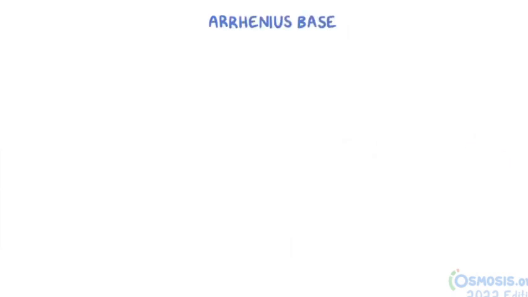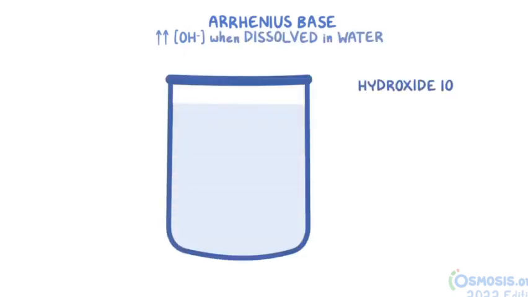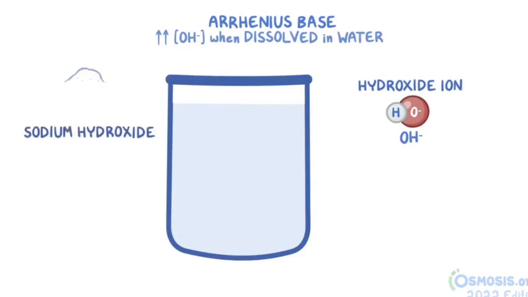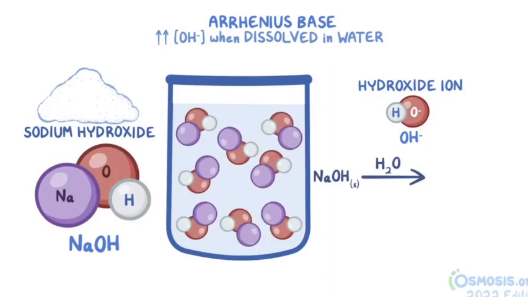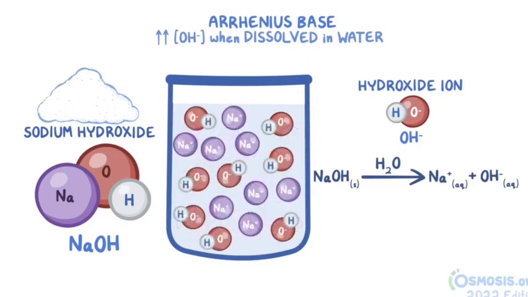An Arrhenius base is a substance that increases the concentration of hydroxide ions when it's dissolved in water. The hydroxide ion has a formula OH-. An example of an Arrhenius base is sodium hydroxide, which is a white solid and has the chemical formula NaOH. When NaOH dissolves in water, it dissociates into Na+ and OH-. Since dissolving NaOH in water increases the concentration of hydroxide ions in solution, sodium hydroxide is an Arrhenius base.